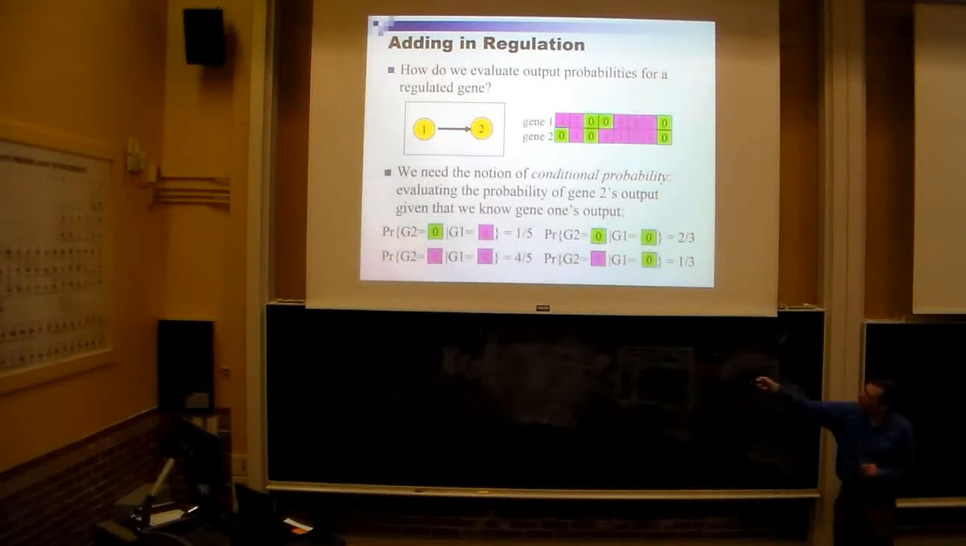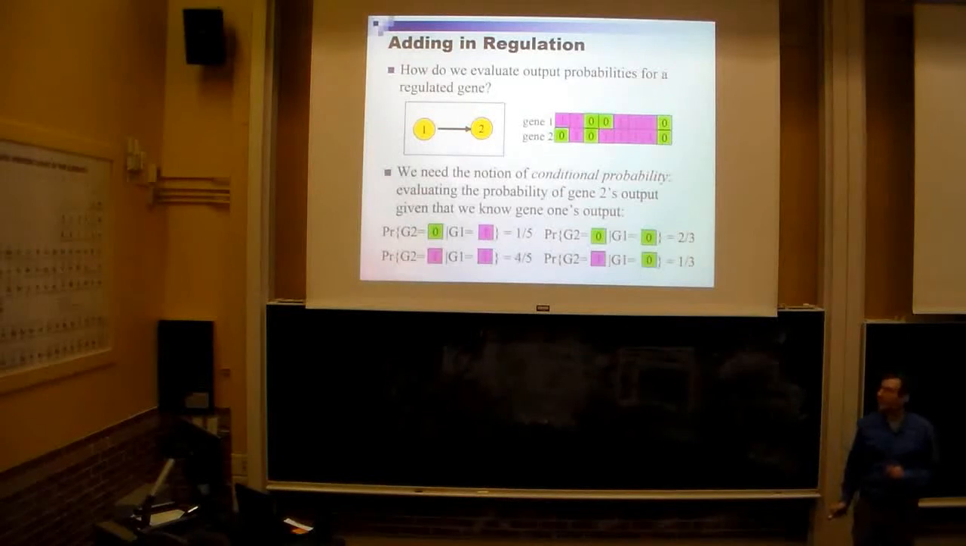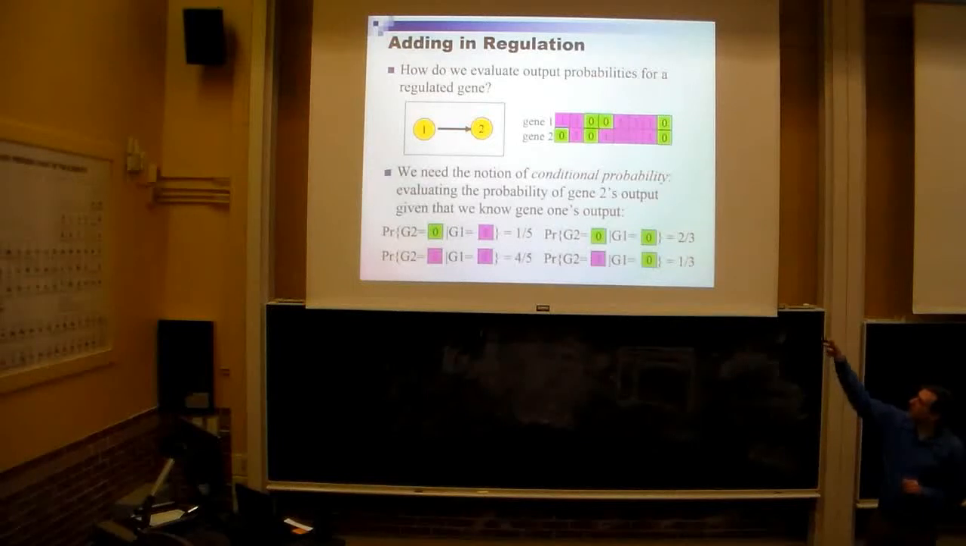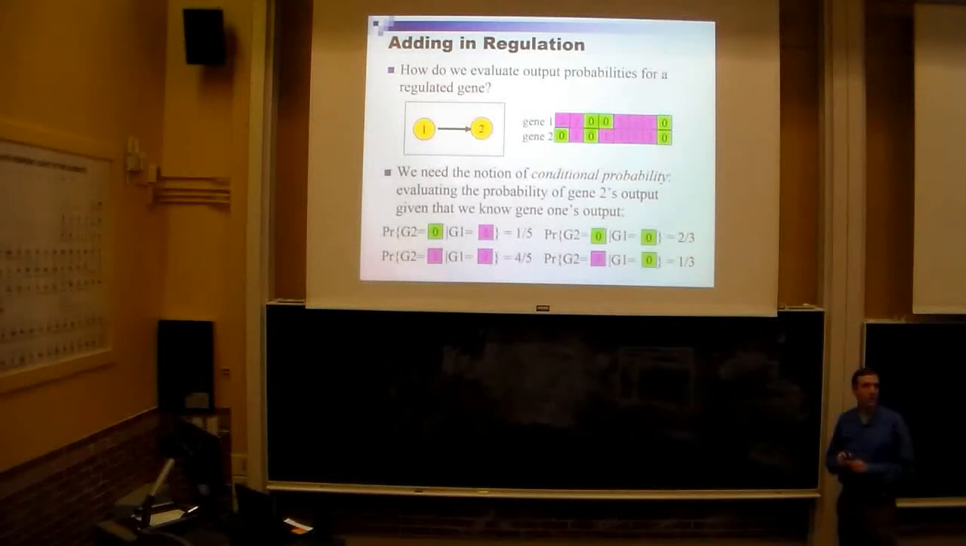And we would write this using that bar notation we'd seen in the likelihoods to say that, for example, if we want to evaluate the probability of this string of expression values for gene 2, given that we've observed this string for gene 1, we would need to talk about conditional probabilities of each value of gene 2 given each value of gene 1. So if we want to talk about the probability of gene 2 being 0 given that gene 1 is 1, that's what we would need to figure out the contribution to the likelihood of this first value for gene 2. Because we observe that gene 2 is 0, it's occurring simultaneously with gene 1 being 1.